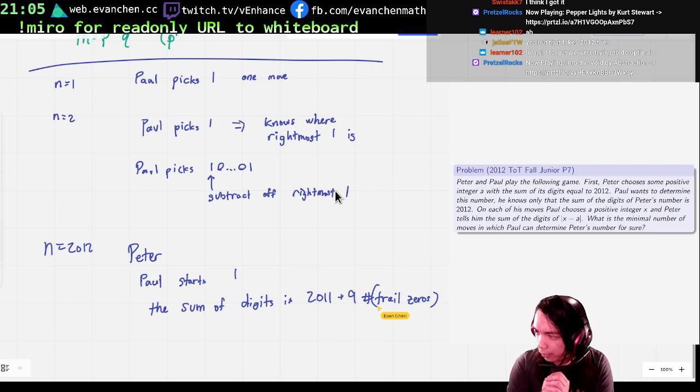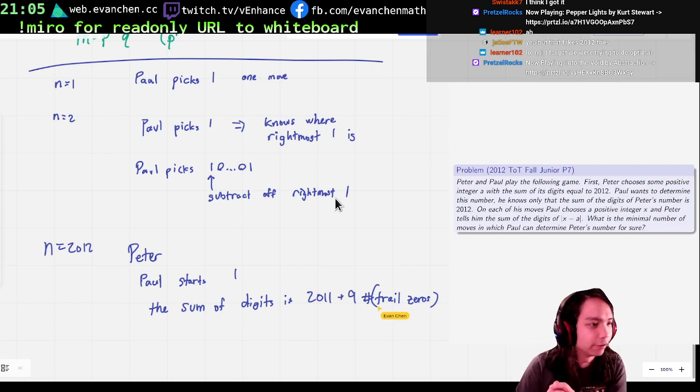Okay, so this has got to be it, right? I think this should be the strategy. Now we need to prove that it's optimal. I don't know if I can get optimal. Alright, friends, help me out here.